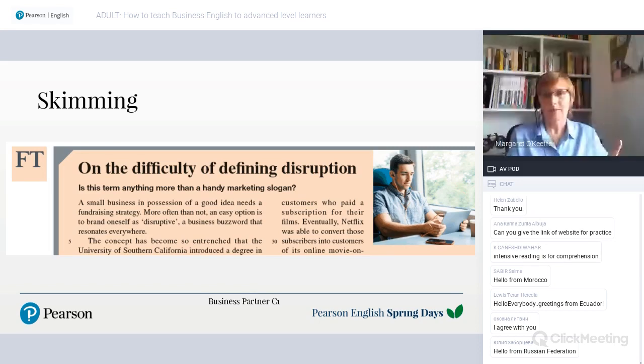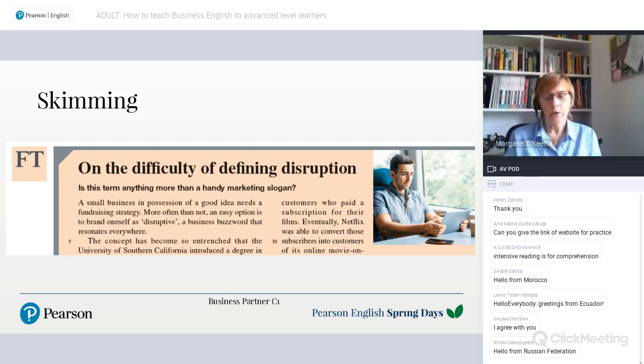The text length is generally short. It's, in this case, around 400 words, because it has to fit on the page and you have to do the comprehension work and the grammar work afterwards. So it's going to be around 400 words. In terms of the genre, it's like a business article, as you can see here from the Financial Times.